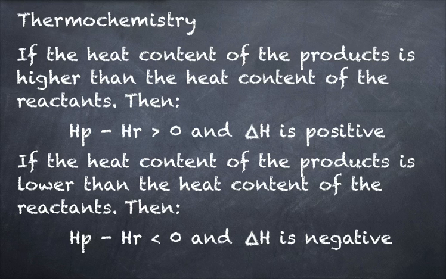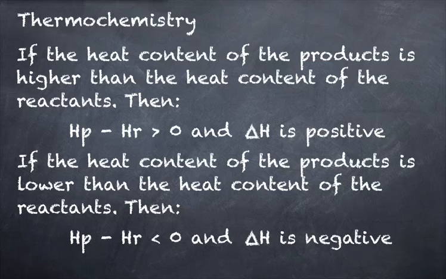So here's something very obvious, and we've already explained this: if you have more heat stored in the bonds at the end than you do at the beginning, and you subtract the reactants from the products, you're going to get a positive number. So the change in enthalpy, that's what the delta H is, will be positive. If the heat content of the products is lower than the heat content of the reactants, that means you had more at the beginning and less at the end, then that heat had to go somewhere, so it escaped, and the change in enthalpy would be negative.